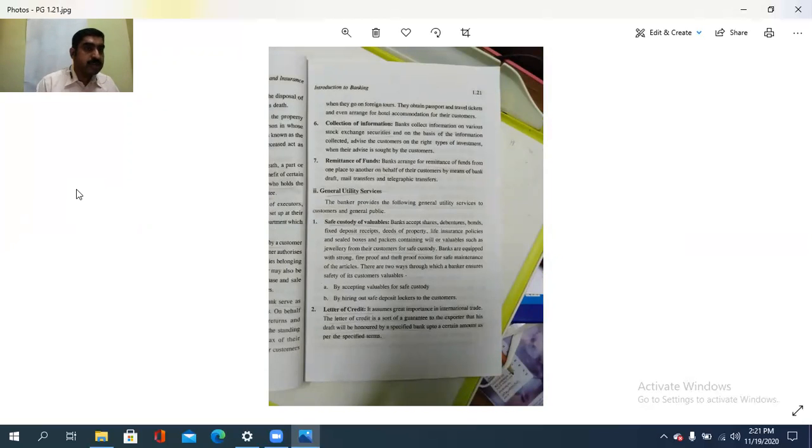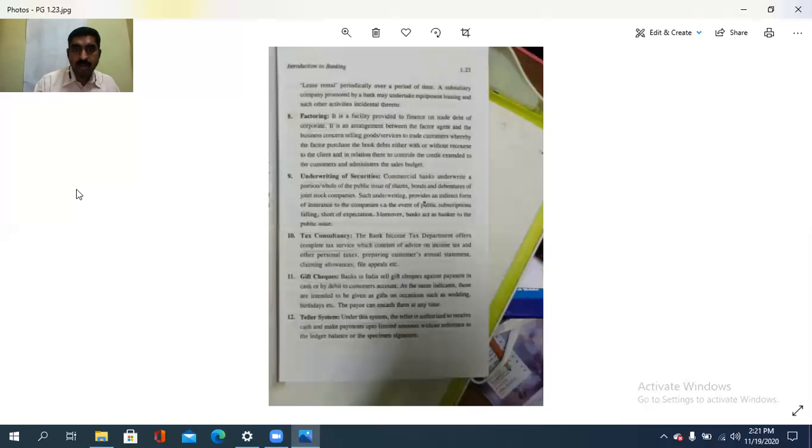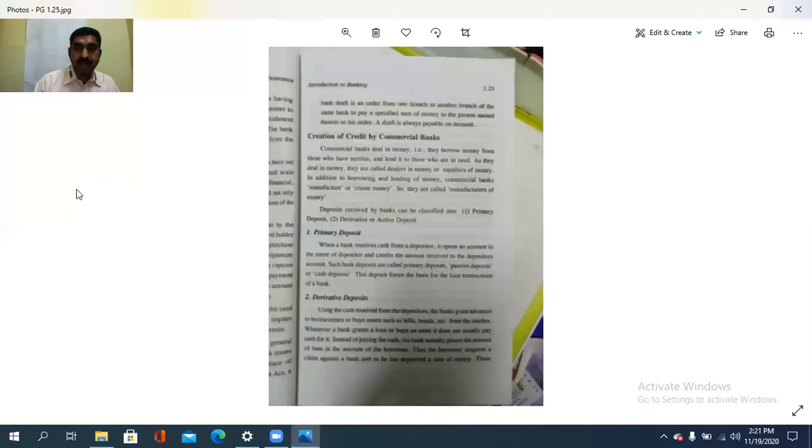While there are the general utility services like safe custody of valuables, letter of credit, then traveler's check, remittance of funds, merchant banking, dealings in forex, then lease financing, and there will be more: factoring, underwriting of securities, tax consultancy, gift checks, teller system, credit cards, consultancy services, debit card, bank draft, etc.